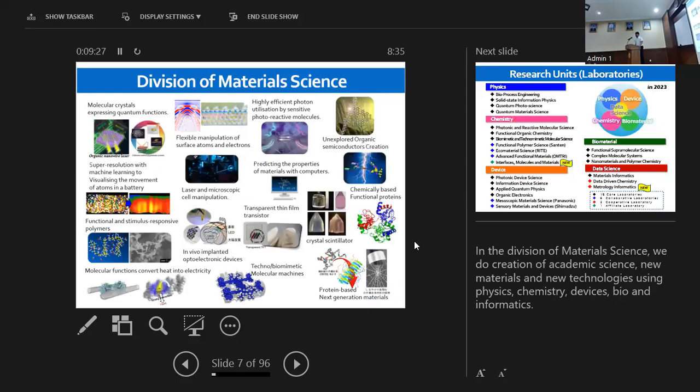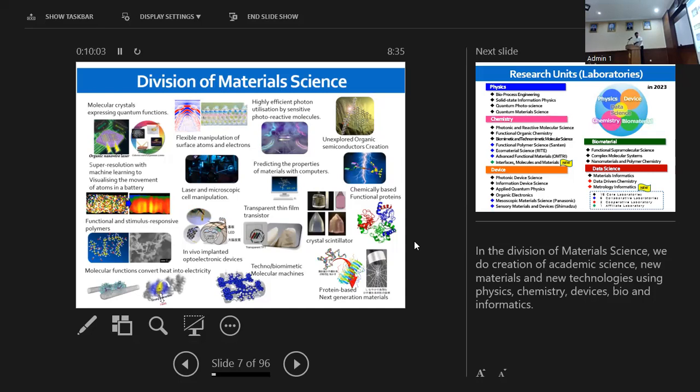So in the Division of Material Science, we have so many labs, and each lab has its own different topic. If you're interested in a specific topic, I'm sure that you're able to find a specific lab that will meet your research interest. For example, some of the labs are working on molecular crystals. Some labs are manipulating surface atoms and electrons. And some labs are using machine learning in order to predict material properties and predict or optimize fabrication parameters, etc.